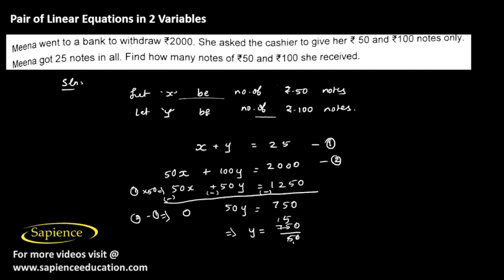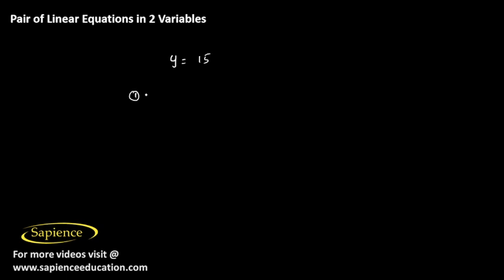Now let us find the value of x by substituting y value in first equation. First equation is x plus y equal to 25 and y is 15. So x plus 15 equal to 25. This implies x is equal to 25 minus 15. So x is equal to 10.